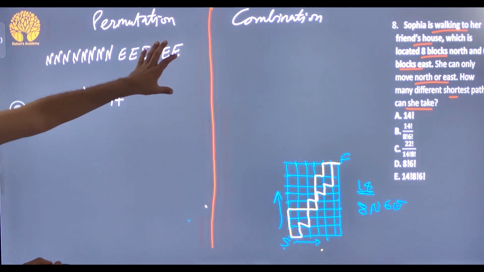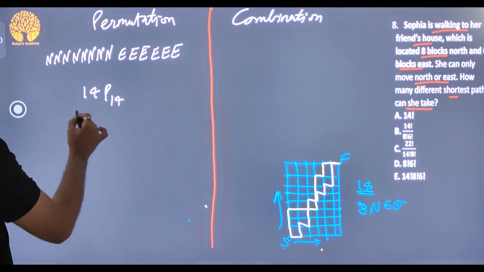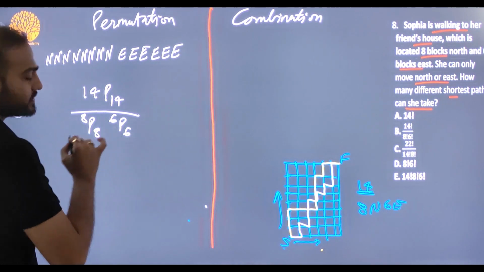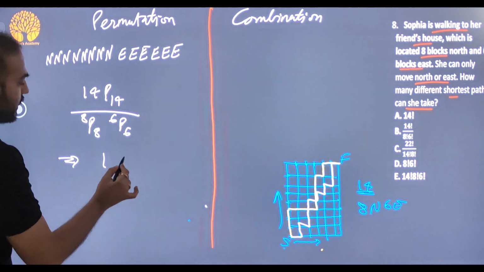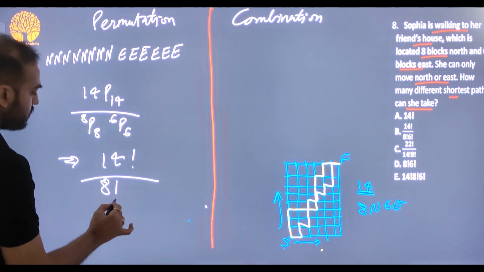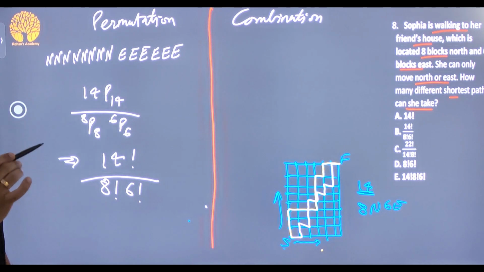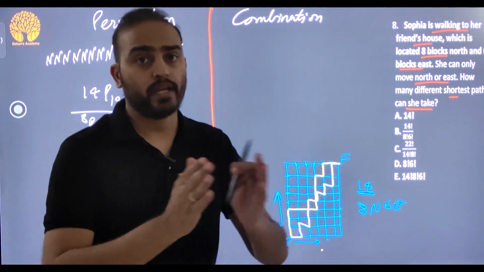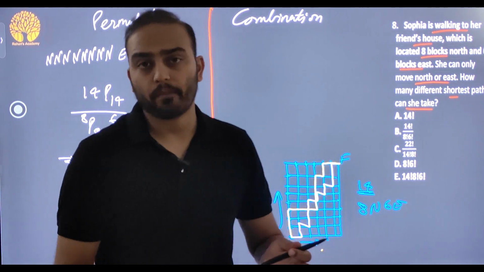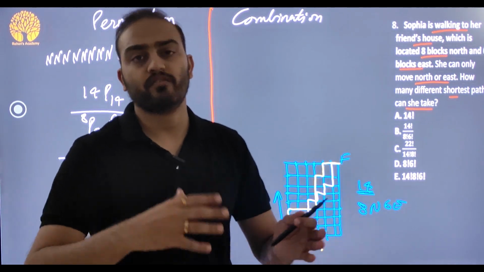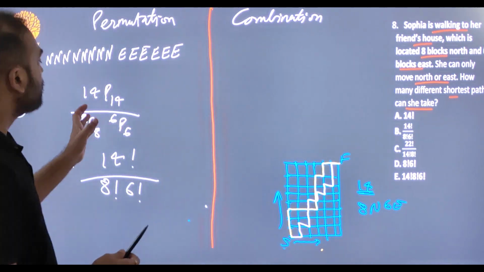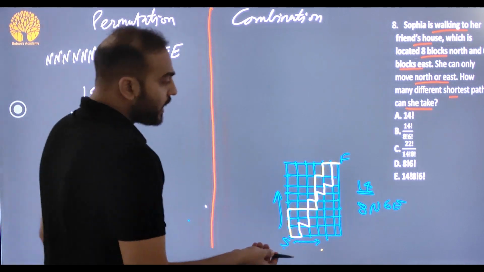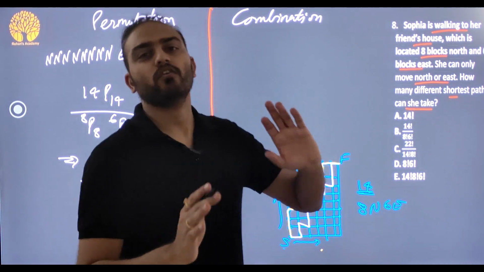How many ways are there to arrange these? 14P14. Because there is redundancy, divide by 8P8, 6P6. If I solve that, that's 14 factorial by 8 factorial, 6 factorial, right? So if you think that every step matters, each step the order matters, because if I take a different step, it's a new path, then this is what it is, using permutation.